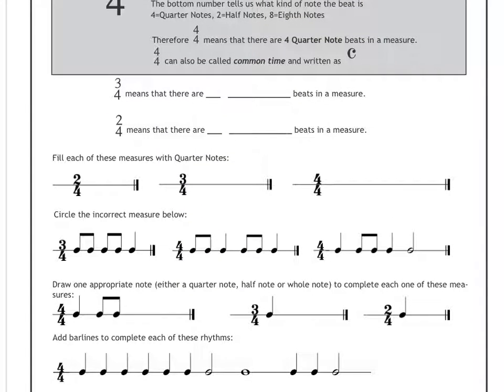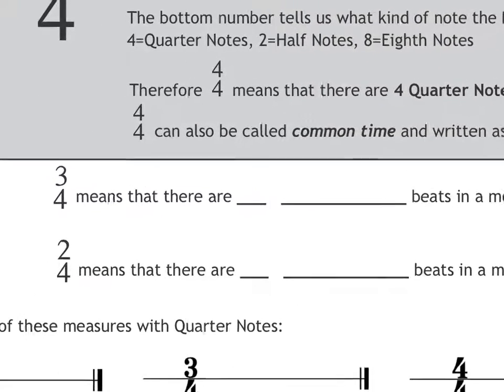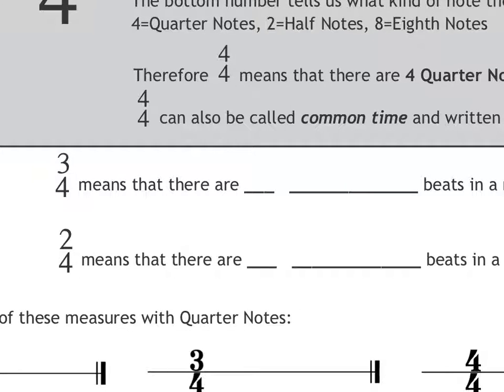3/4 time means that there are... Now, you need to fill in the blanks here, of course. In 3/4 time, there are how many of what kind of beat? The upper number tells you how many beats there are, and the bottom number tells you what kind of beat. So the answer here means there are 3 quarter note beats in a measure.